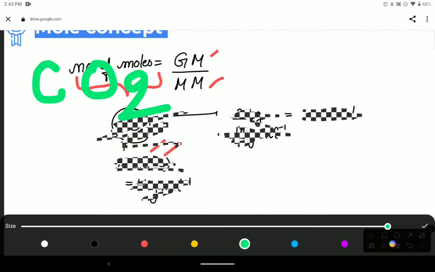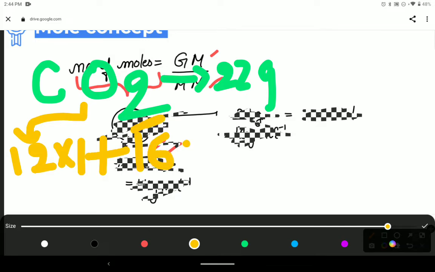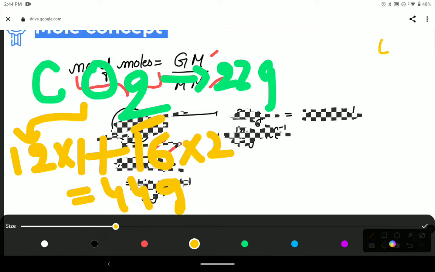So to find it out, see, you have carbon dioxide as 22 grams, right? That means first you calculate molar mass. How do we calculate molar mass? Carbon's atomic weight is 12 into 1 plus oxygen's atomic weight is 16 and the number of atoms is 2 here. 16 into 2, which is 32, plus 12, which is 44 grams. So I'll mention here, in the right corner above, 44 grams is the molar mass, okay?